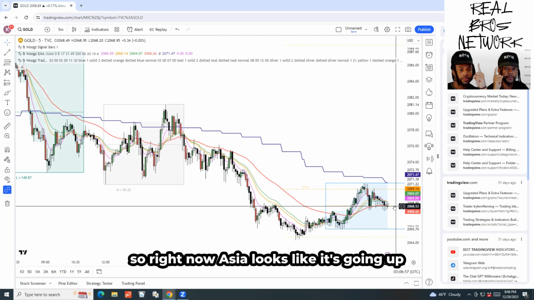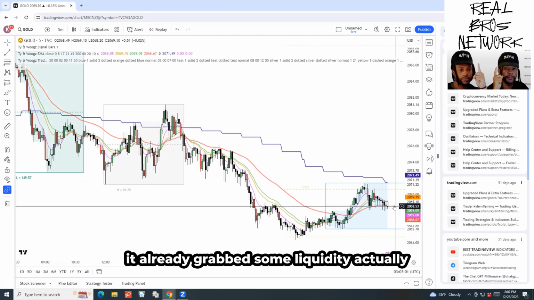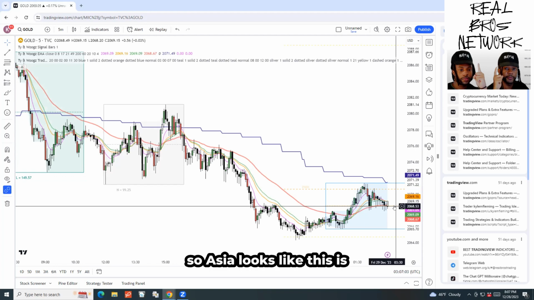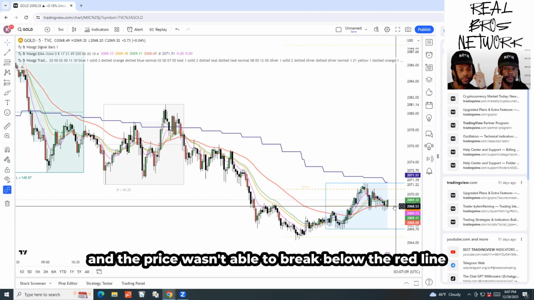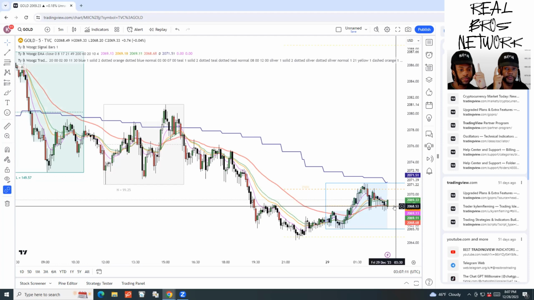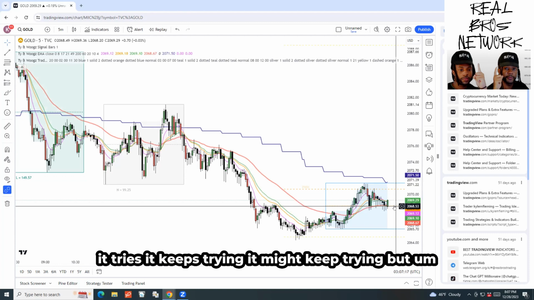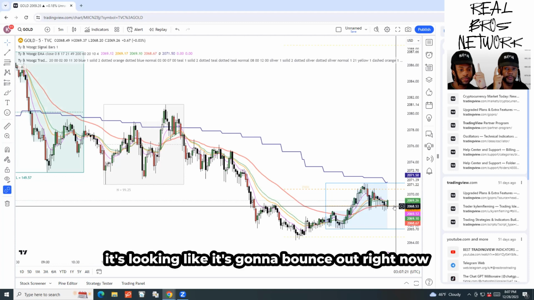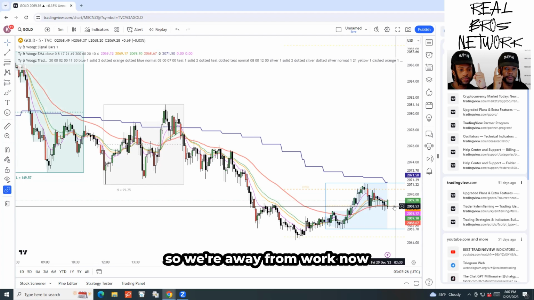So right now, Asia looks like it's going up to get liquidity from New York. It already grabbed some liquidity actually. The price wasn't able to break below the red line. Remember we talked about the red line. Since price couldn't go below that red line, it keeps trying. It might keep trying, but it's looking like it's going to bounce up right now. So we'll wait for more.